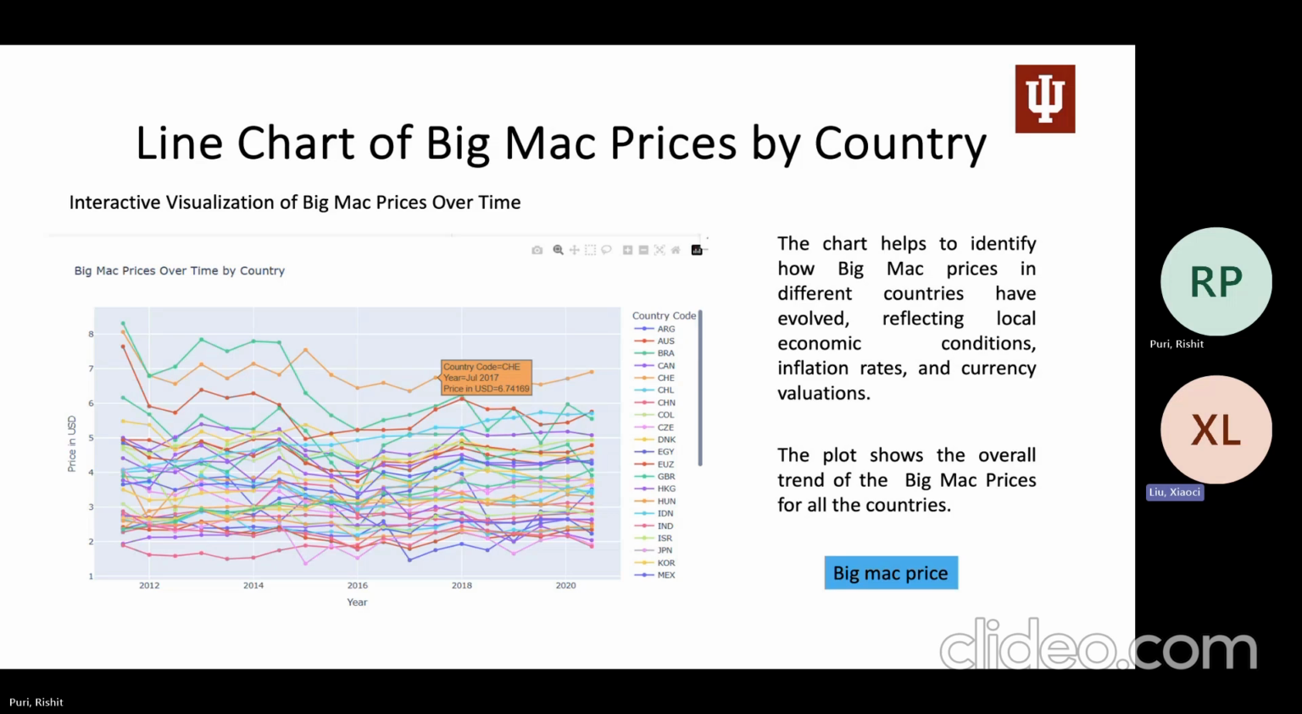Let's now move to the visualizations and insights derived from those questions. The line chart of Big Mac price by country helps to identify how Big Mac prices in different countries have evolved, reflecting local economic conditions, inflation rates, and currency valuations. From the chart, we can observe the years with the most expensive and cheapest Big Mac price, as well as the trends in Big Mac price across different countries.